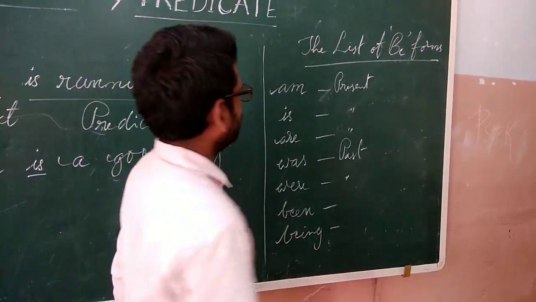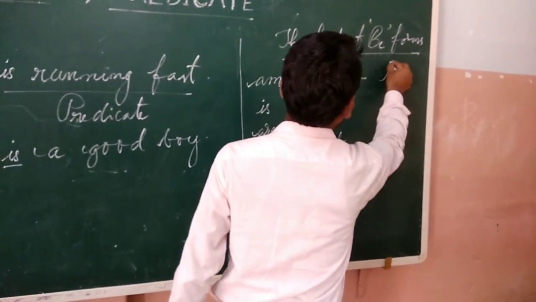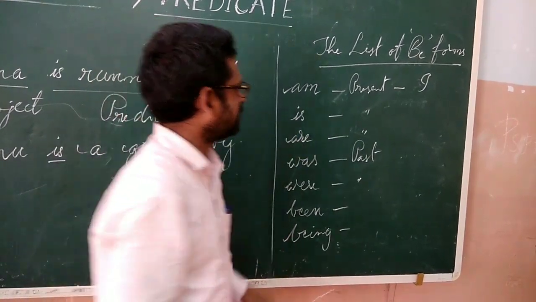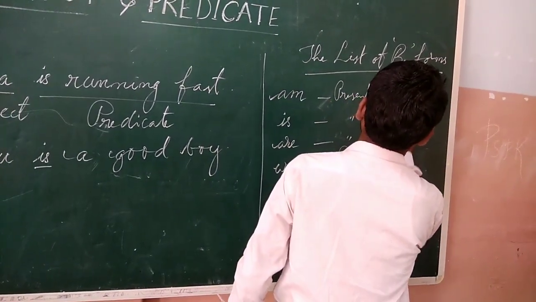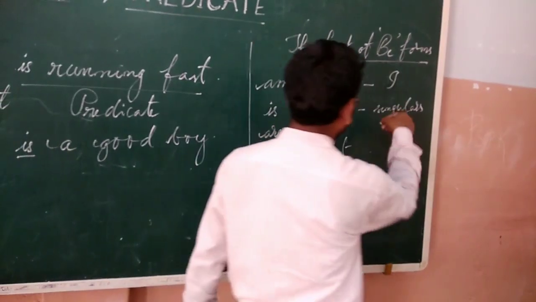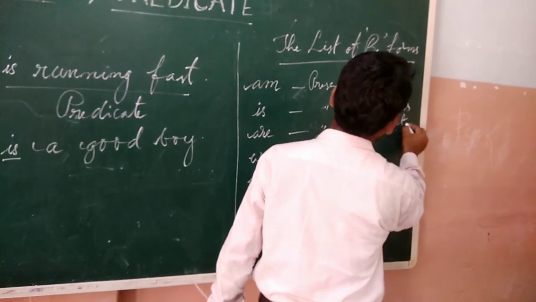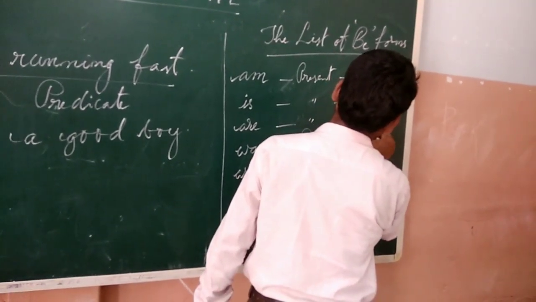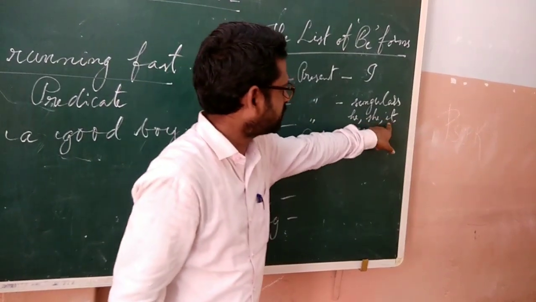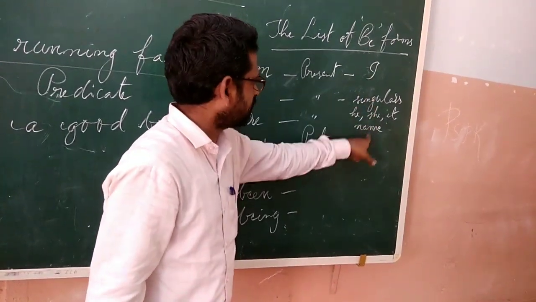I'll tell you about these two words after discussing this. Present tense: am is used with the pronoun I. I am. Only with I in present tense we use am. And is is used with singulars. What are the singulars? I'll give you the list here. He, she, it, any name. He is a boy, she is a girl, it is an animal, Rama is coming. So with the singulars we use is.